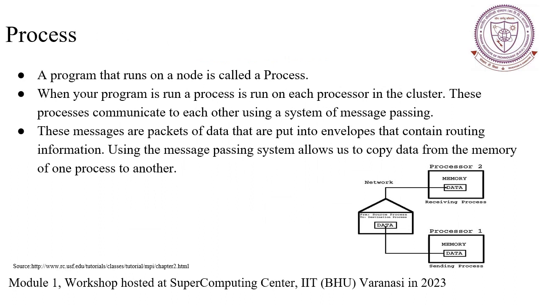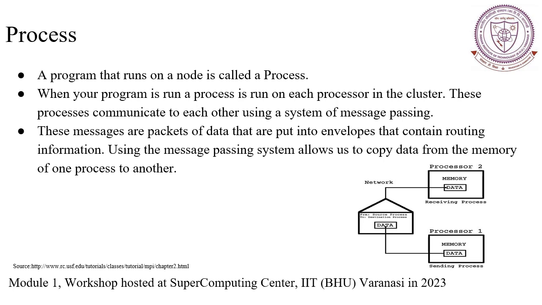In a distributed memory system, a program that runs on a node is called a process. When your program is run, a process is run on each processor in the cluster. These processes communicate with each other using a system of message passing. Message passing is a way for processes to exchange data. When a process wants to send data to another process, it creates a message and sends it to the other process using the message passing system.